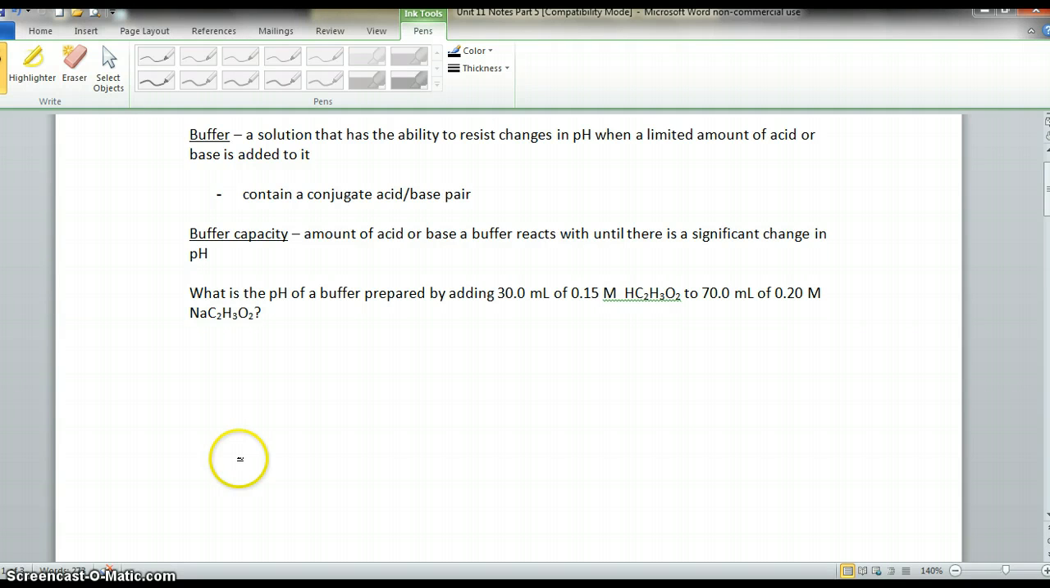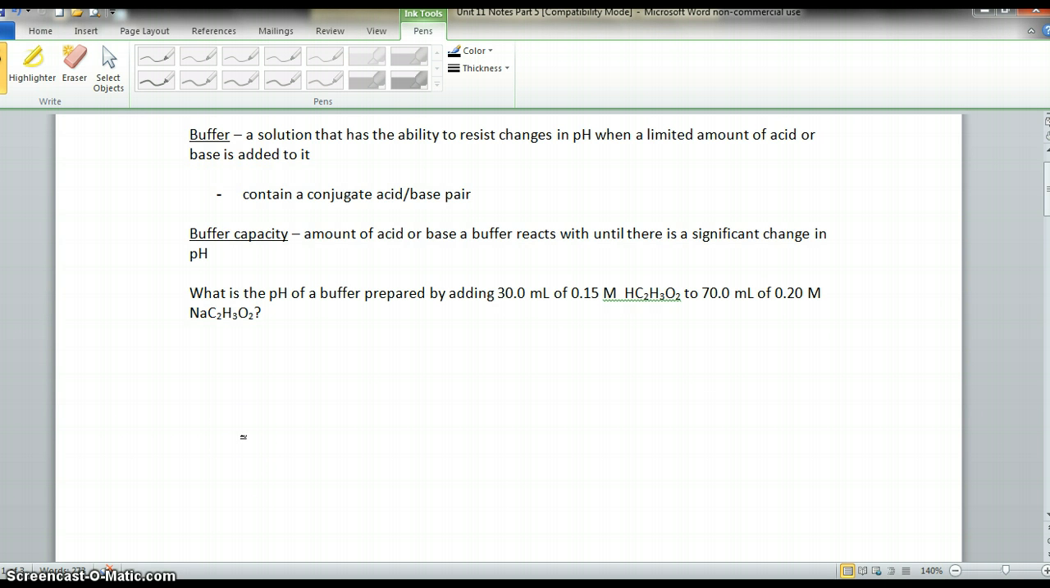How much can actually be buffered out is called the buffer capacity. If you have a significant change in pH, then obviously you're beyond the buffer capacity. So for the problems with this, we're going to go through a couple different examples.